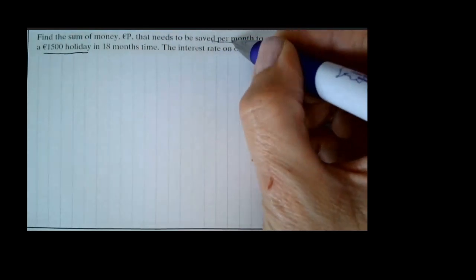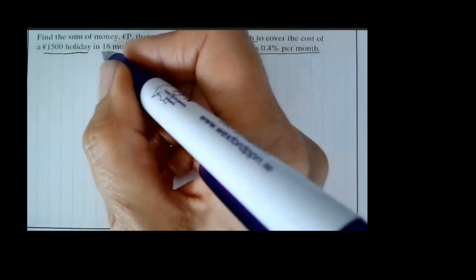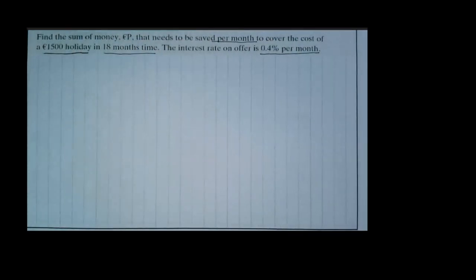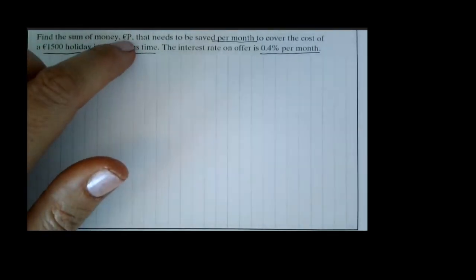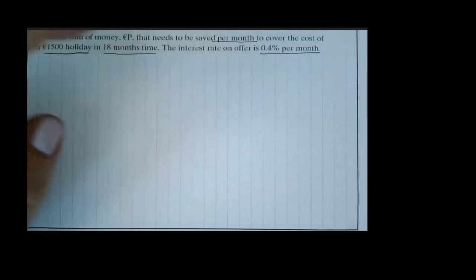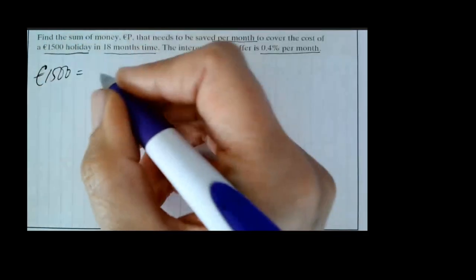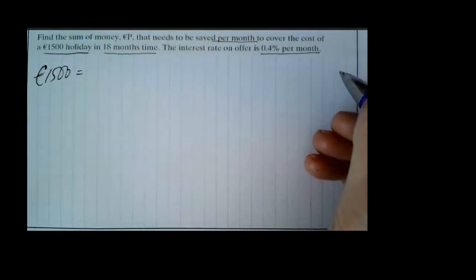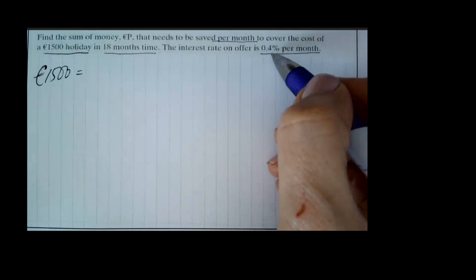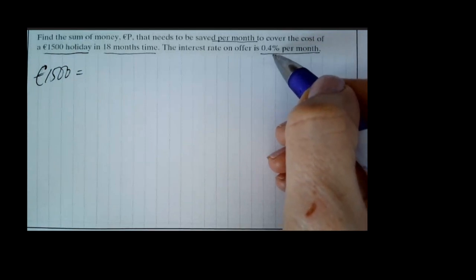Let's check our rates. Our rate is per month, and we have a monthly installment, and the time frame is in months. So we're matching in terms of rates and time frames. That's good. Basically, we have the result of the future value, and we don't know what the monthly installment is. So the 1,500 is going to equal whatever I'm putting into the account each month, and then obviously adding on the 0.4% interest.